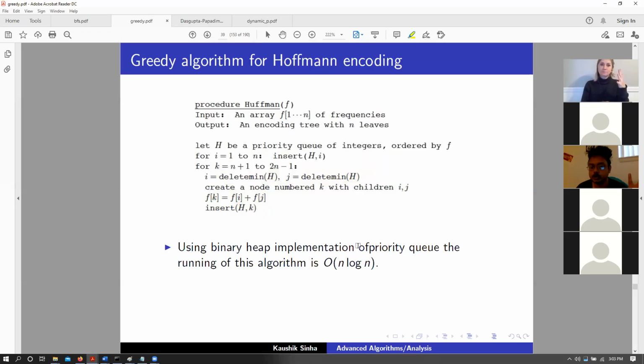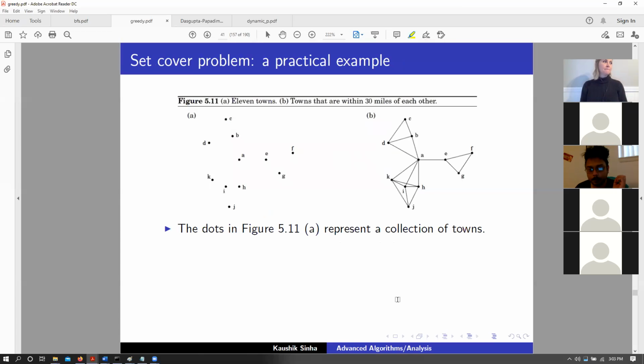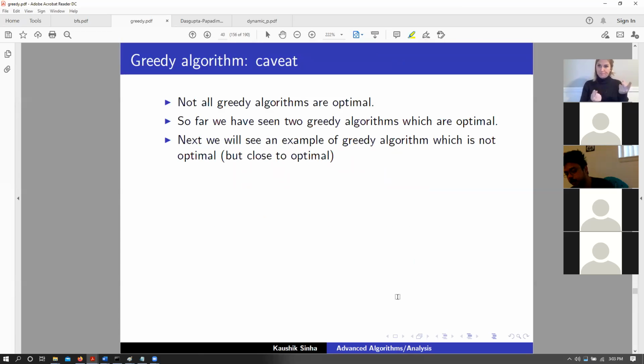So again, you're going to use a binary heap, and the time complexity for creating that and manipulating that is n log n. So applying Huffman encoding to compress a particular thing, anything, would have a time complexity of n log n. Okay. So up to now, we have talked about 3 or 4 algorithms that are greedy algorithms.